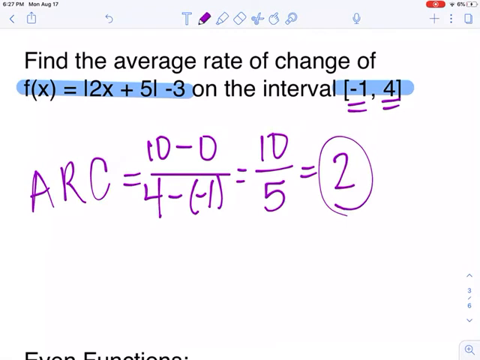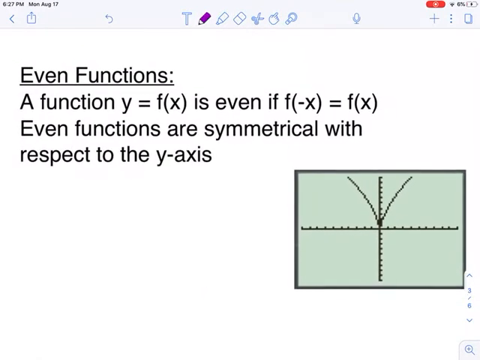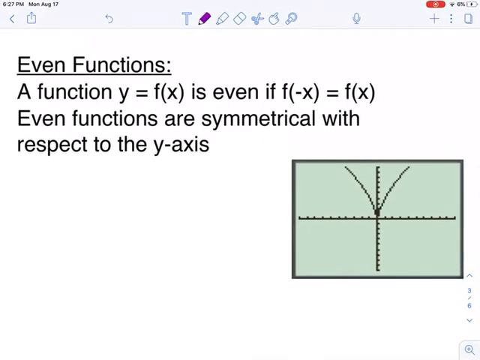On your parent function sheet, looking at the graph is going to be a great way to determine even versus odd. But there are some of these that I need you to prove algebraically, so we're going to go through both. So first, we have an even function. The first thing you need to know is that f of negative x equals f of x. That's going to be the algebraic definition. An even function means that f of negative x equals f of x.